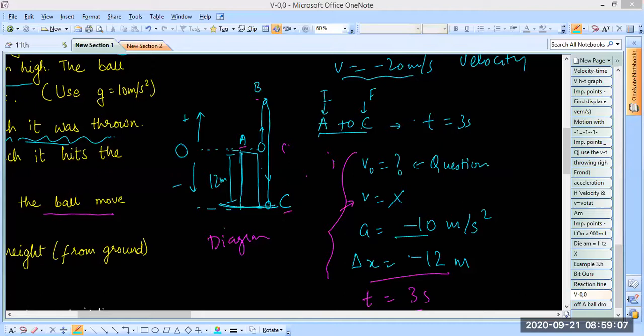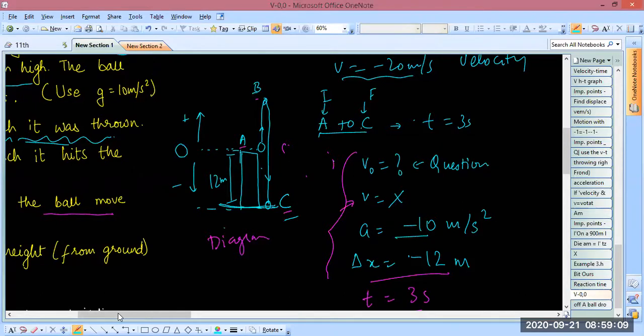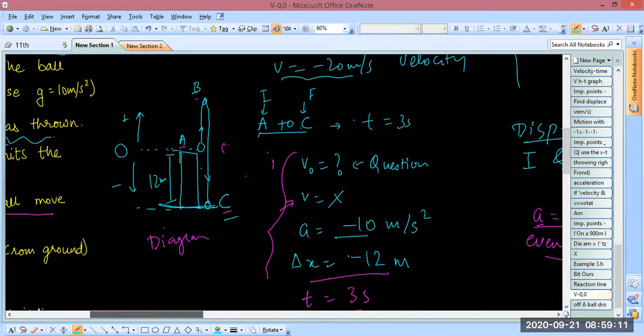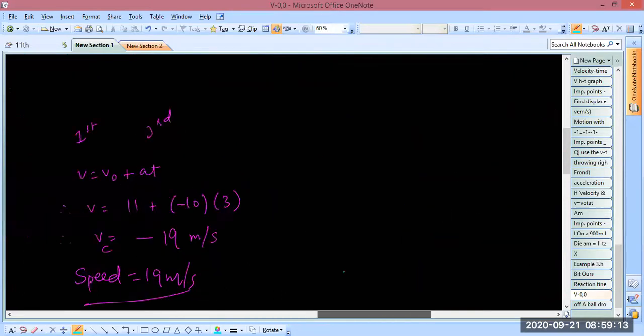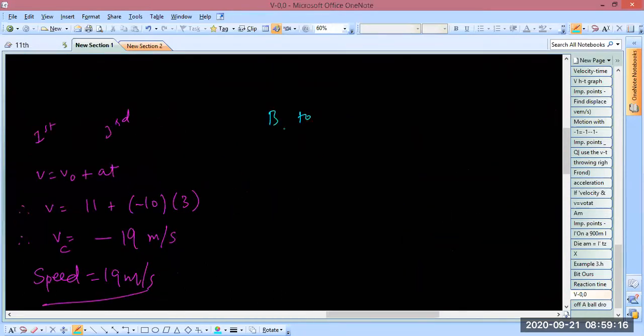So all our calculations so far were for A to C. Now we are going for B to C. All right, so here we go. Which equation should we use to find the time interval to go from B to C? What do you think?